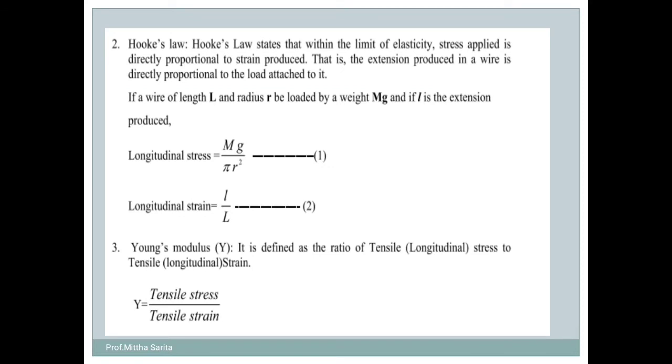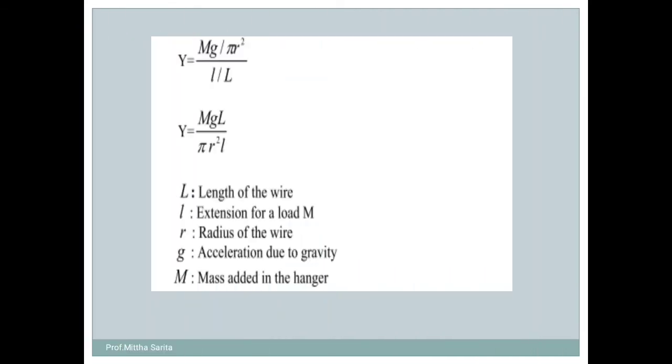According to Hooke's law, within the limit of elasticity, the stress applied is directly proportional to the strain produced. That is, the extension produced in a wire is directly proportional to the load attached to it. So, longitudinal stress is equal to mg upon pi r square, and longitudinal strain is equal to small l upon capital L. The Young's modulus is the ratio of longitudinal stress to the longitudinal strain. So Y is equal to mgl upon pi r square L.